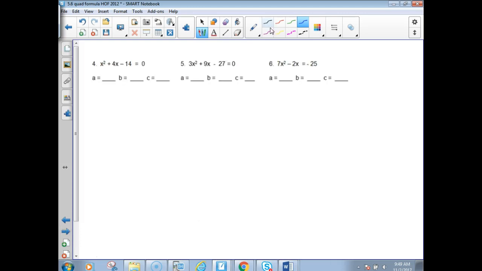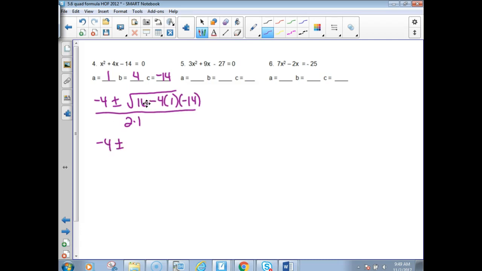All right, we'll practice some more. This one's already set up to 0, so I see a is a 1, b is 4, c is negative 14. Opposite of b, negative 4 plus or minus square root of b squared, 4 squared would be 16, if you feel like doing that right away, minus 4 times 1 times negative 14. And that's all over 2 times 1. 16 plus 56, 72. And that's all over 2.